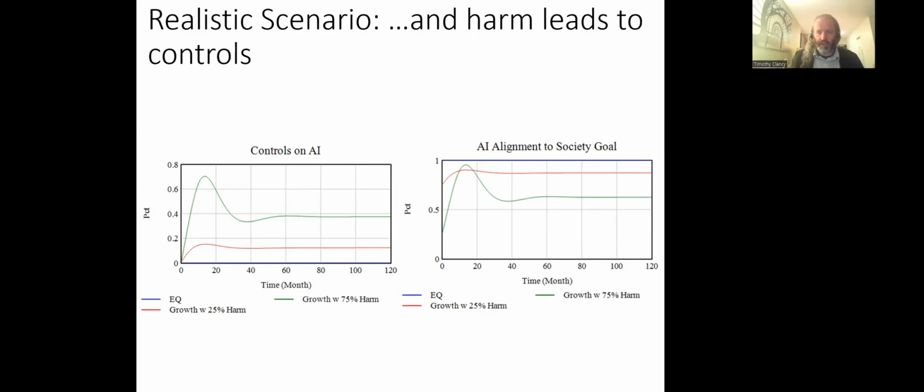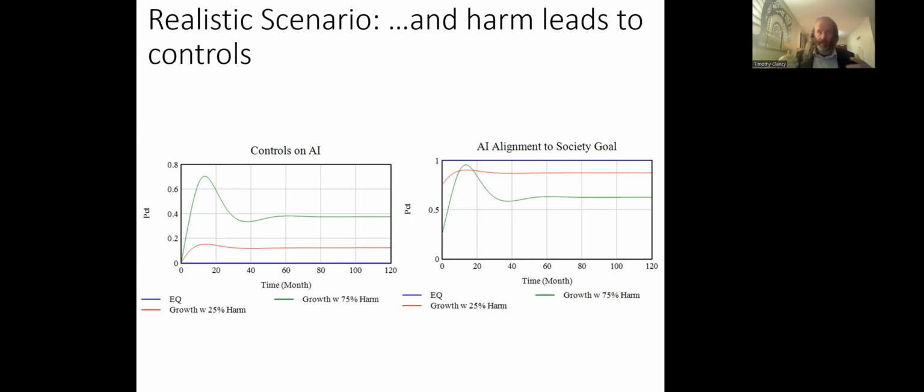When harm occurs in a disruptive technology, there's going to be a control-based response. This could be government regulation or industry best practices. You can see here the controls on AI reacting to the harm scenarios, and on the right you can see the alignment. Even though the alignment started out with, say, a 25% harm, you can see where it adjusts up and settles into a different weight. Likewise, the 75% harm really had to jack up.